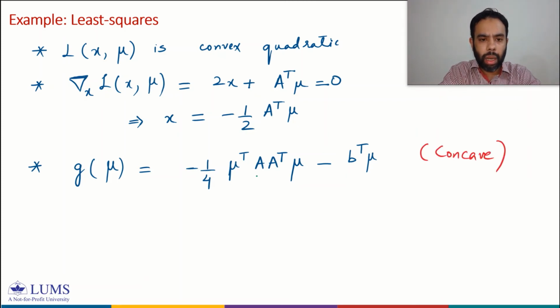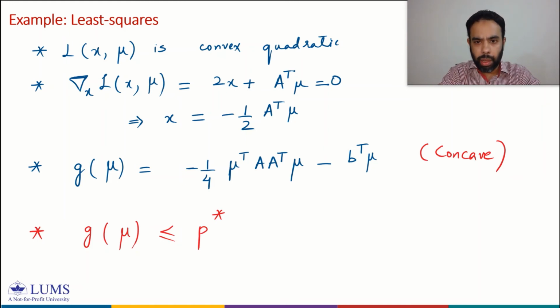Because A into A transpose would always be positive semi-definite, the term mu transpose A into A transpose mu would be convex, and we have this negative sign here. So g of mu is in fact a concave quadratic, and by definition we know that g of mu is less than or equal to p star. The Lagrange dual function serves as a lower bound on the optimal value of the primal problem.